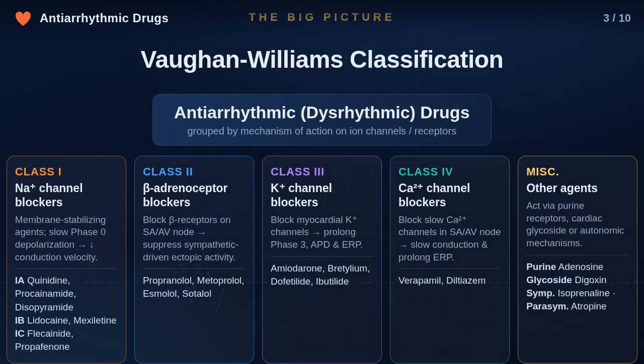These drugs are classified by the Vaughan-Williams system, which is based on their mechanism of action. Class 1. Sodium channel blockers, divided into subclasses A, B, and C. Class 2. Beta-adrenoceptor blockers. Class 3. Potassium channel blockers. Class 4. Calcium channel blockers, plus a miscellaneous group, including adenosine, digoxin, isoprenolone, and atropine.